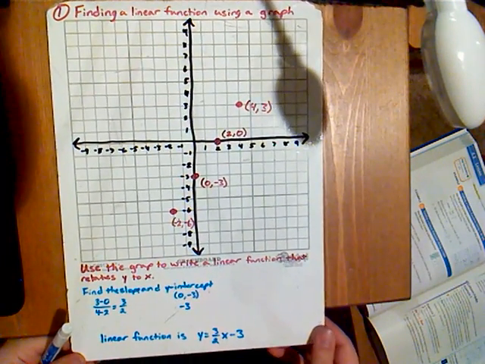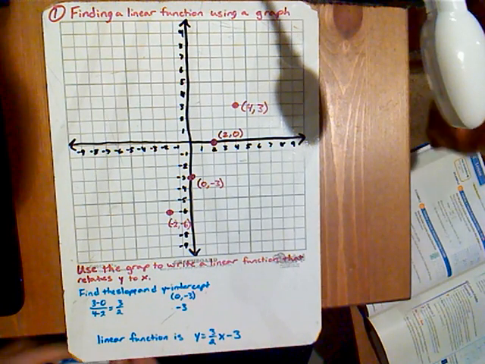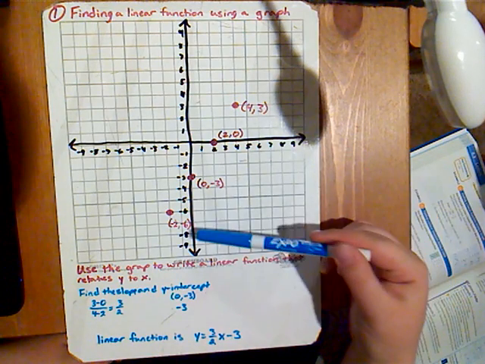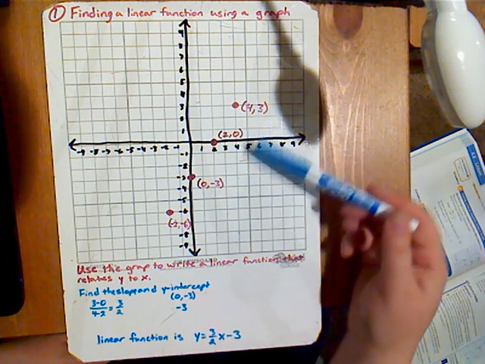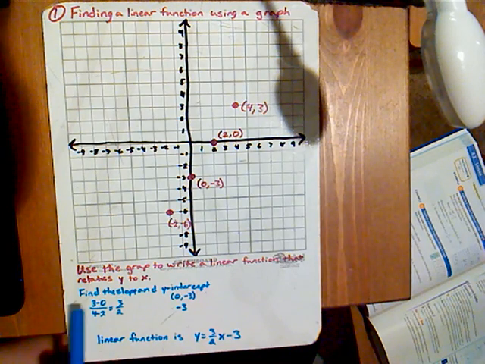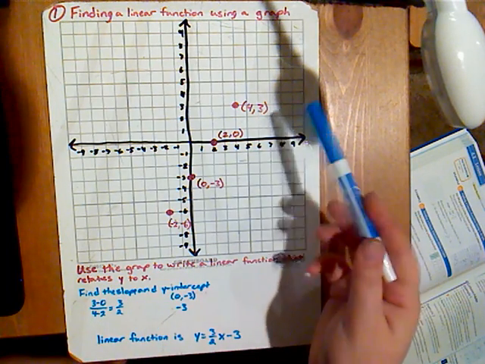So our first example is going to be finding a linear function using a graph. So we have a graph here with the points -2, -6, 0, -3, 2, 0, and 4, 3. So we're going to use the graph to write a linear function that relates y to x. So what we're going to need to do is we need to find the slope and the y-intercept for this graph.